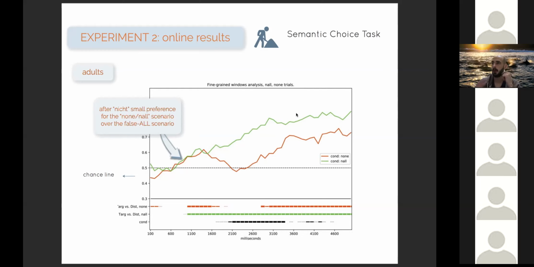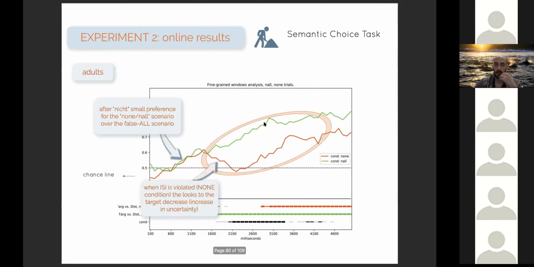So this is a little bit what Gergana did when she was like, I don't know, maybe this is right or maybe this is wrong. So I'm gonna go back to look at this one, okay? So very nice effect. And yeah, so when the implicature is violated in the non-condition, the looks to the target decrease, and you have again uncertainty.